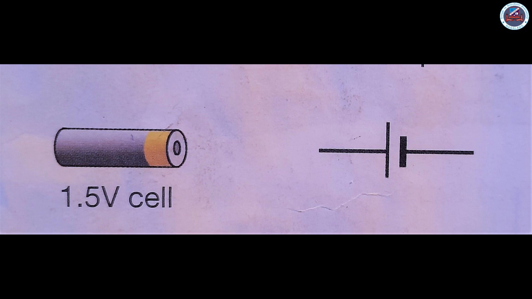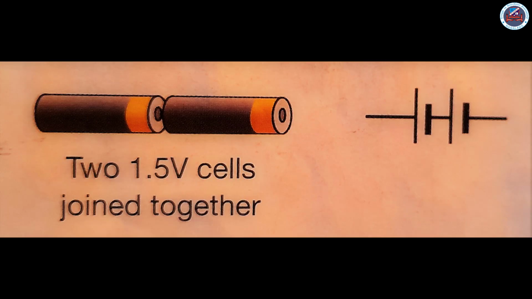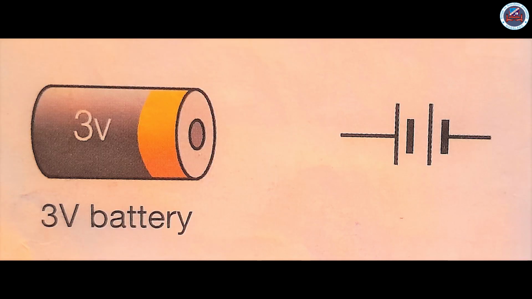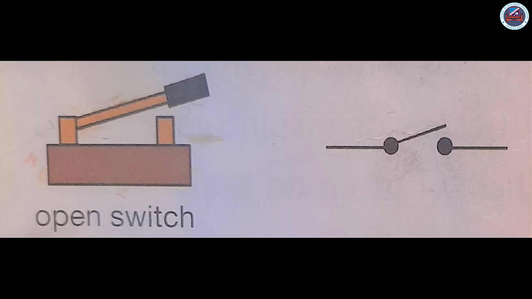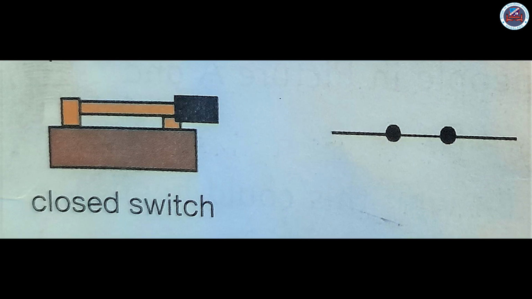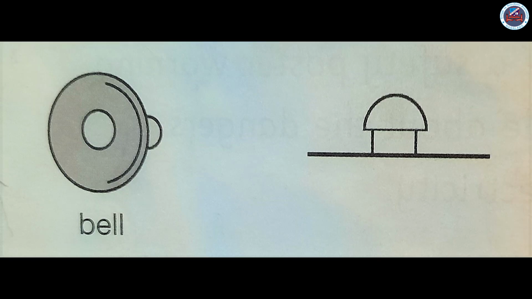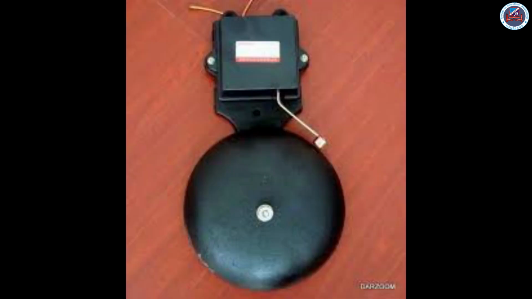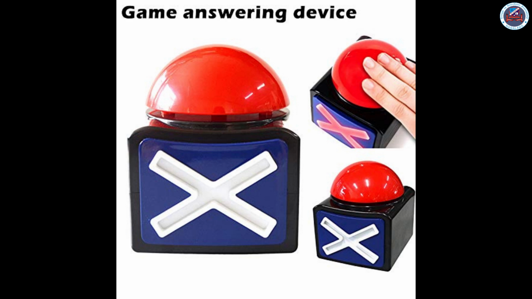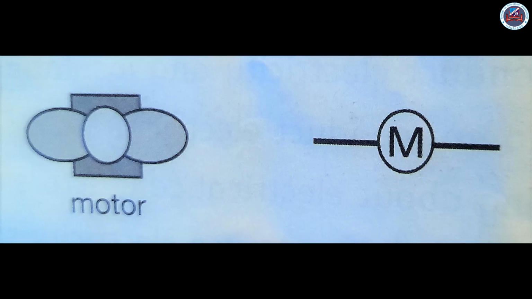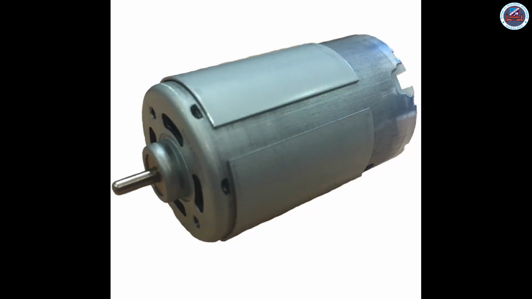1.5 volt cell, two 1.5 volt cells joined together, 3 volt battery, connecting wire, bulb, open switch means switch when it is off, closed switch means switch when it is on, bell means electric bell like a doorbell, buzzer, a device which makes a buzzing sound like in some toys, and motor, it is used to spin the turbines and used in fans and toys.